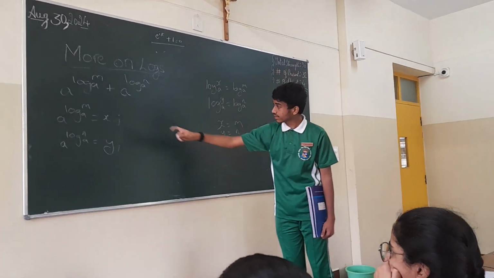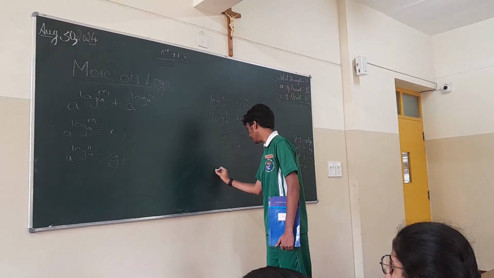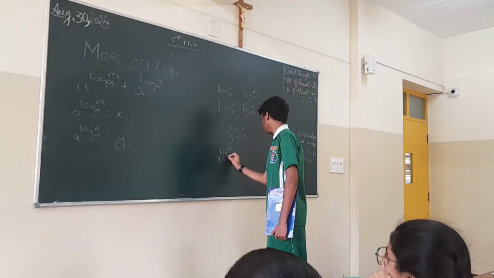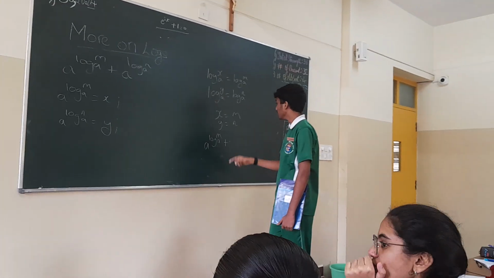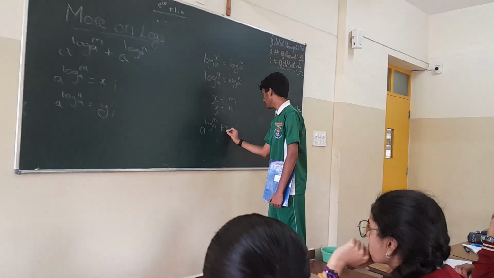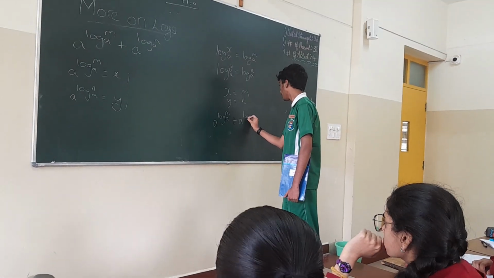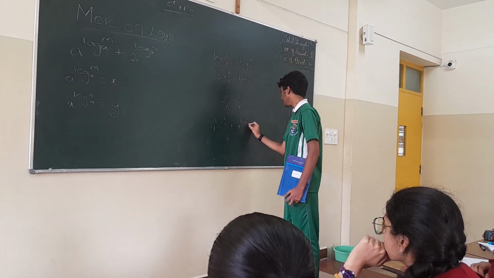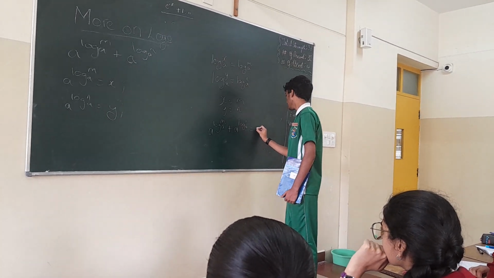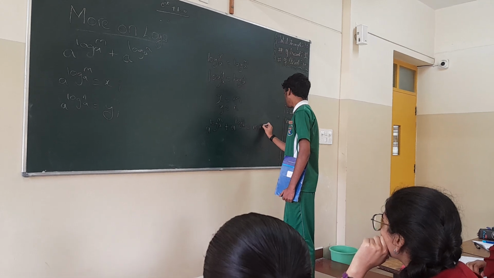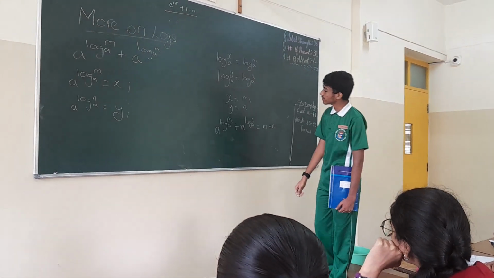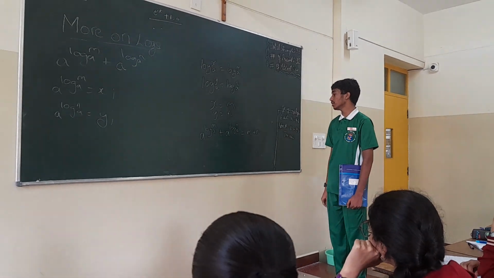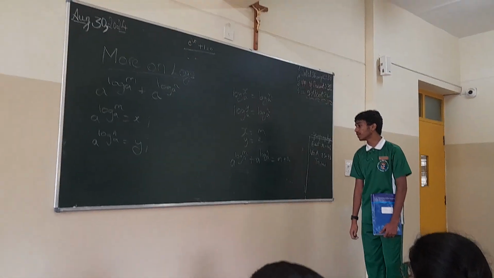What is the value of x there? x is a raised to log m to the base a, and the value of y is a raised to log n to the base a, which is equal to m plus n. x plus y is nothing but a raised to log m to the base a plus a raised to log n to the base a, which is m plus n.